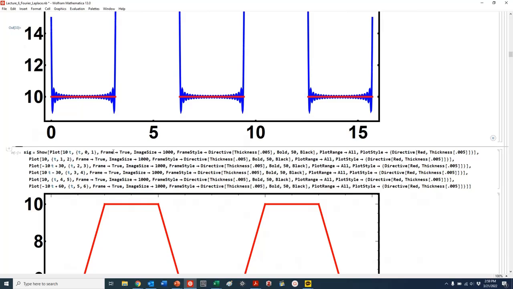So that's how we do it the old-fashioned way. Next time, we're going to see how we can do this a little bit more efficiently in Mathematica.